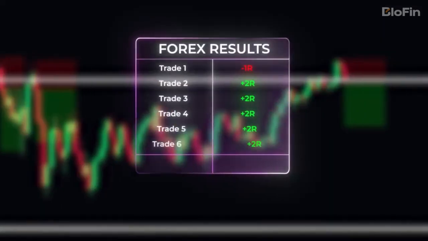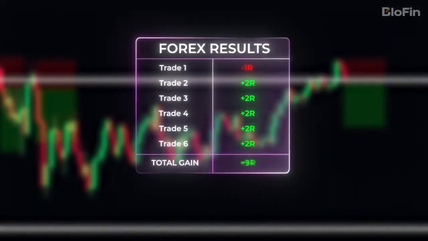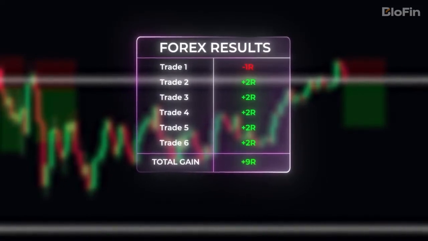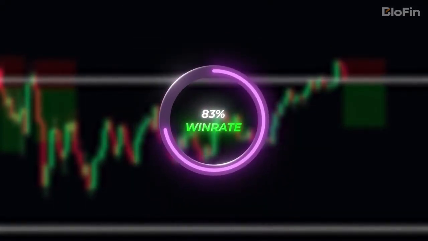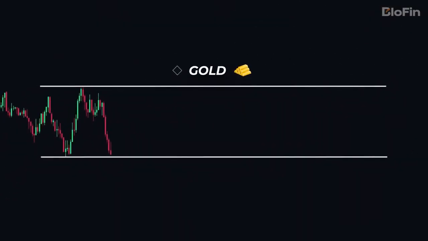Out of 6 trades we took on Euro-USD, the strategy gave us 5 wins and only 1 loss, with a total gain of 9R. That's about an 83% win rate on the Forex market, which is a very solid result. Now, let's look at how the strategy performs on the gold market.